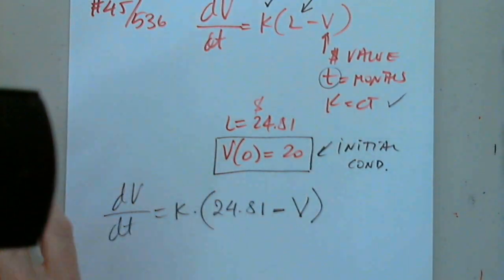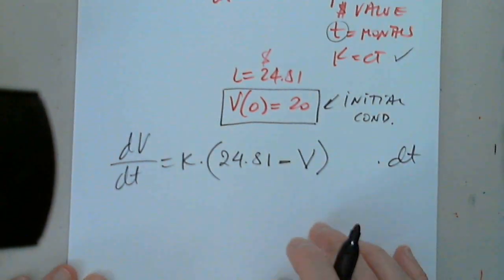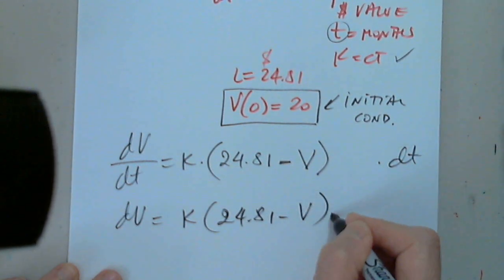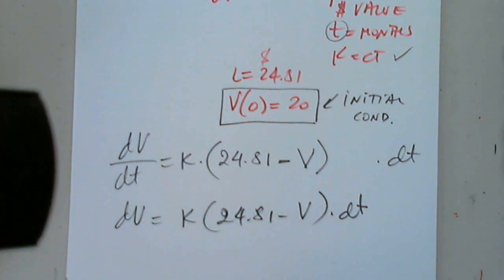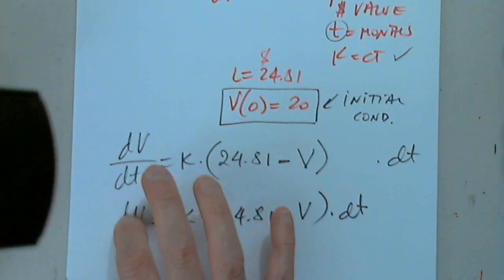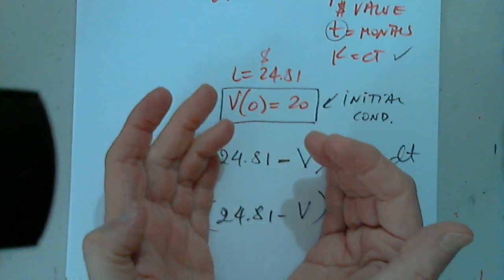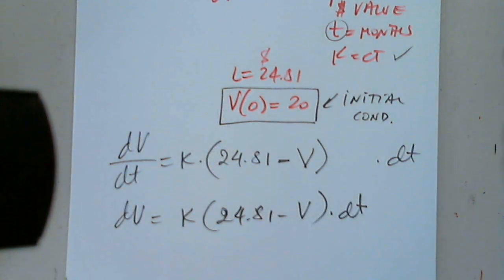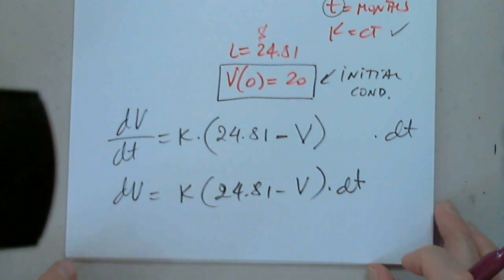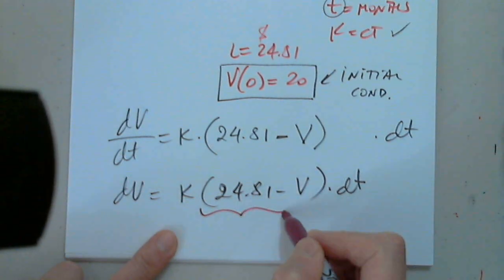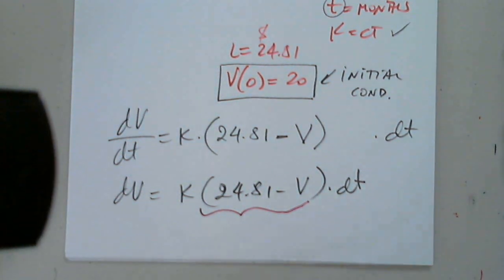Multiply both sides by dt. Awesome. So dv equals k times (24.81 minus v) times dt. Excellent. Next step. Remember, v is on this side, but I also have a v here in this quantity. I need, at this point, to separate them. What should I do to both sides to separate them? K can stay on this side, dt can stay on this side, but this cannot. This does not belong to the right-hand side.